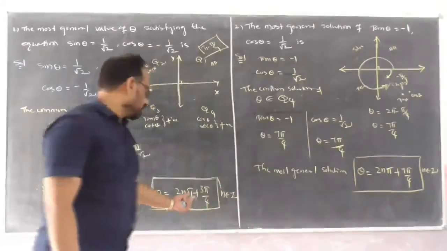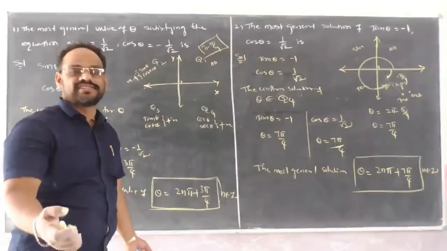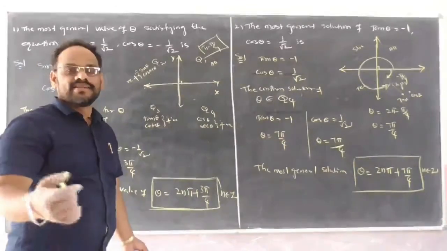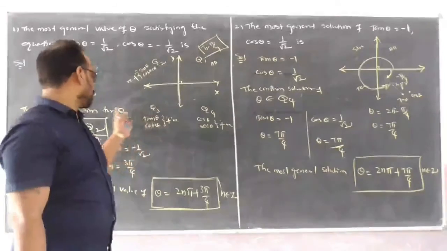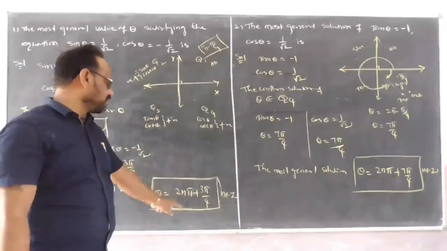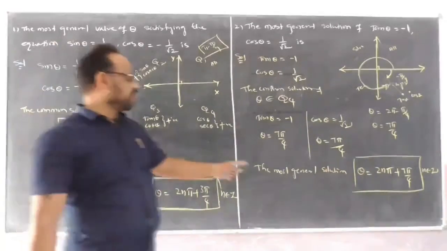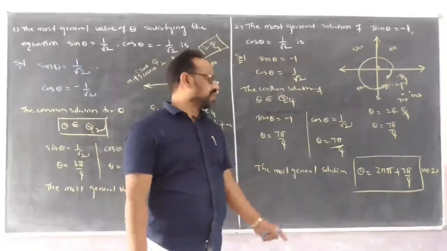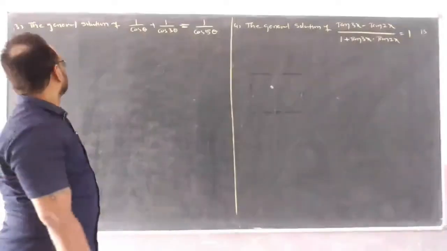So here also f of n plus theta naught. F of n is a function consisting of pi. So 2n pi plus the principal solution. Here the most general value is theta equal to 2n pi plus 7 pi by 4, that is the answer. Next problem.